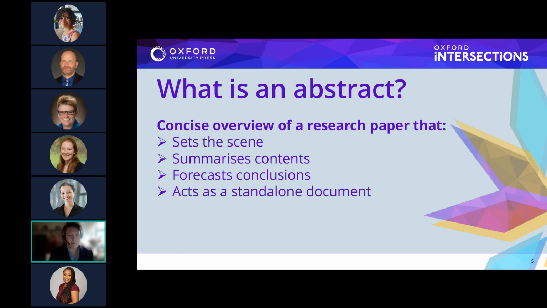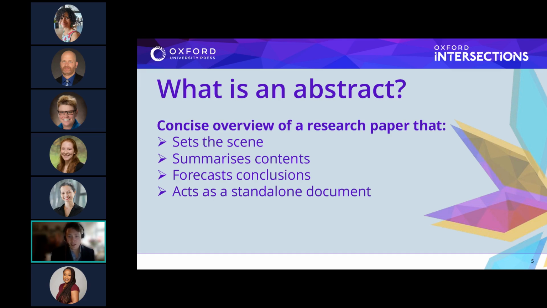So I'm going to begin with some really basic points about what an abstract is trying to achieve that we need to bear in mind whenever we're writing one. I tend to think of an abstract a bit like a movie trailer. It is a concise overview, usually of around 150 to 300 words, that helps potential readers decide if they want to read your work. And in order to do this, it must set the scene for your research paper, it must summarize the contents of that paper, and forecast some of the key conclusions.